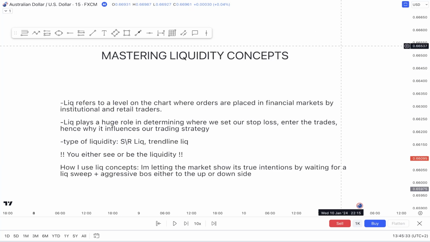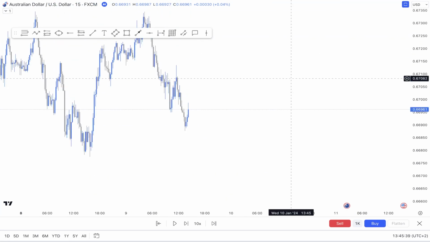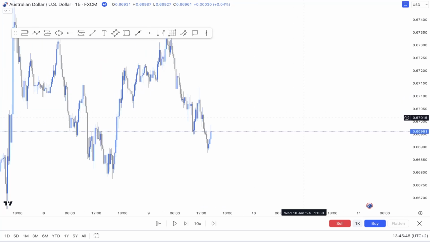Okay, now let's get right into the chart and show you all a live example using the bar replay mode of a trade I literally took a couple days ago. And like I said, I sent this trade in my SMC group as well. And the main pillar of this trade was liquidity concepts. So we said that you either see or become the liquidity. What do I mean by that?